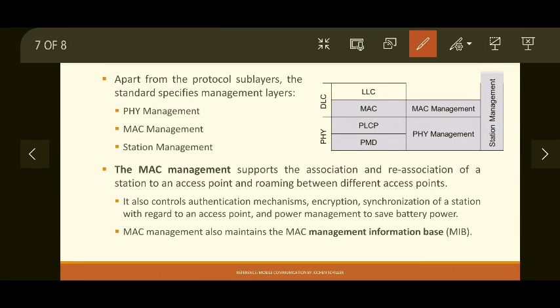Apart from protocol sublayers, the standard specifies management layers. There are three of them: PHY management, that is physical management, MAC management, and station management. Okay, now MAC management and MAC layer.